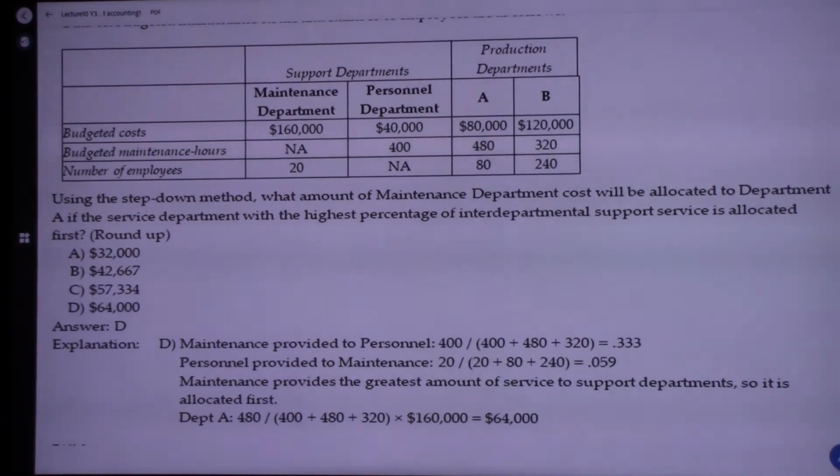Here you have the explanation of how the math was done, and you can repeat it again by yourself at home to see if you are going to receive the same result or not. This is an example. Let's see another example of how to apply the step-down method.